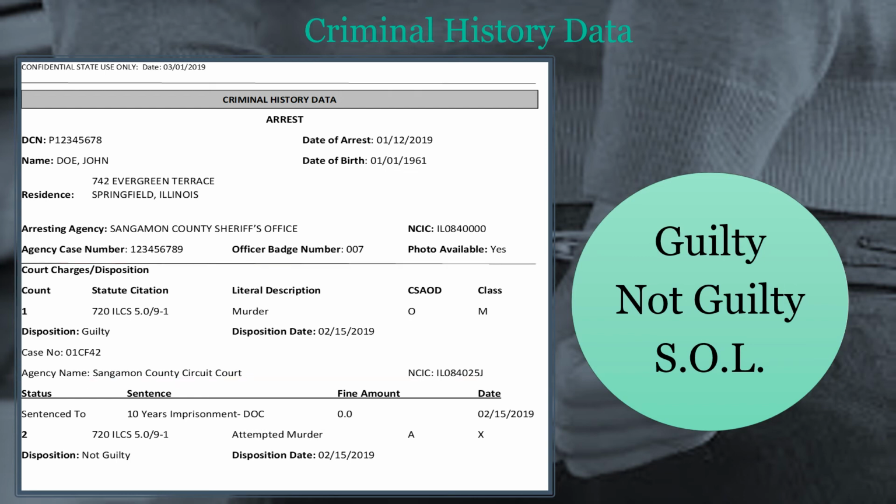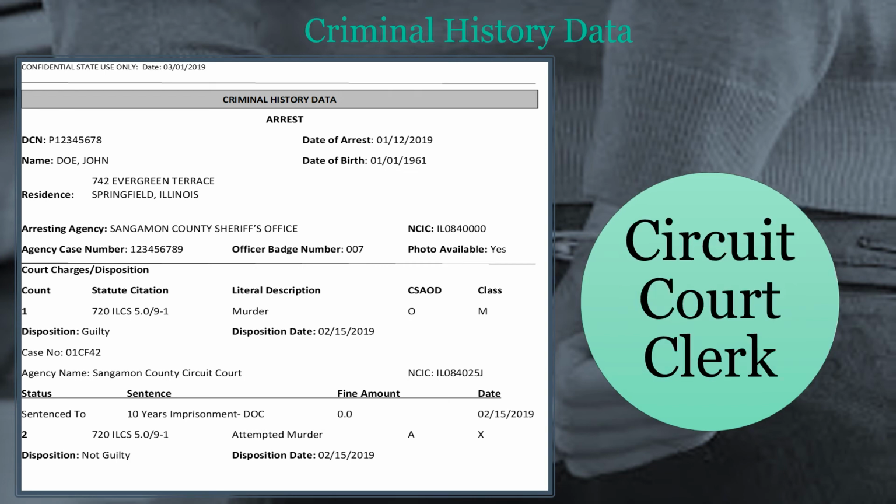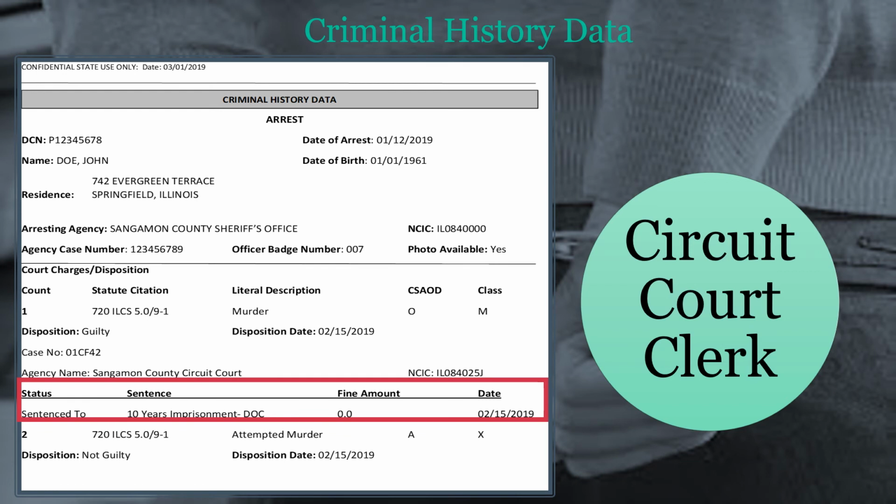Beneath the disposition of the case, if required, you will find a sentence section. In the situation where the case was dismissed or the individual was found not guilty, there would be no sentence to follow. In the sentence section, you will find the status of the disposition, and in most cases, you will see sentenced to. But you may also see consecutive or concurrent if the sentence was to run consecutively or concurrently with another case. To the right of the sentence status is the actual sentence imposed on the subject.